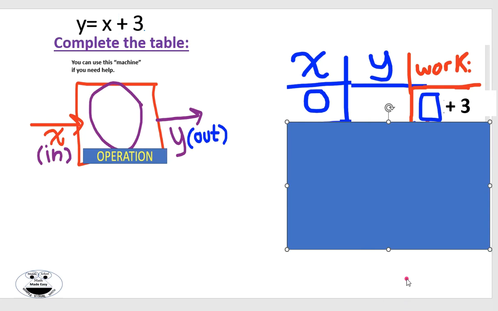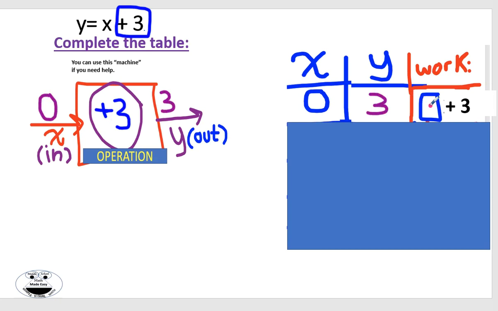So what we're going to do here is look and see what x is equal to. X is equal to 0. That's what it shows us here on this first row. So I'm going to use the machine first. 0, then it says plus 3. 0 plus 3 is 3. And then I'm going to put my answer here, 3.